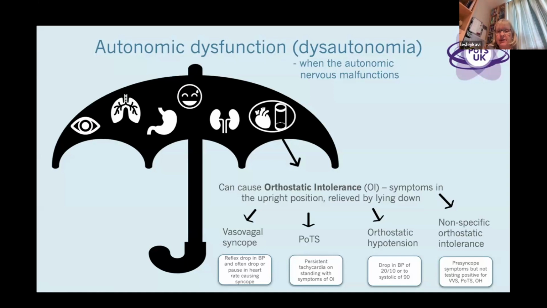And when these two last functions malfunction, it's common to experience orthostatic intolerance. Orthostatic intolerance is the development of symptoms in the upright position that are relieved by lying down. The symptoms are the usual pre-fainting symptoms, such as lightheadedness, difficulty thinking, sweating, feeling shaky, nausea, and so on. Orthostatic intolerance can be part of a number of different syndromes, including vasovagal syncope, POTS, orthostatic hypotension, and you could put inappropriate sinus tachycardia in there. And then non-specific orthostatic intolerance, which is basically when people have the symptoms but don't quite meet the criteria for these other syndromes that I mentioned.